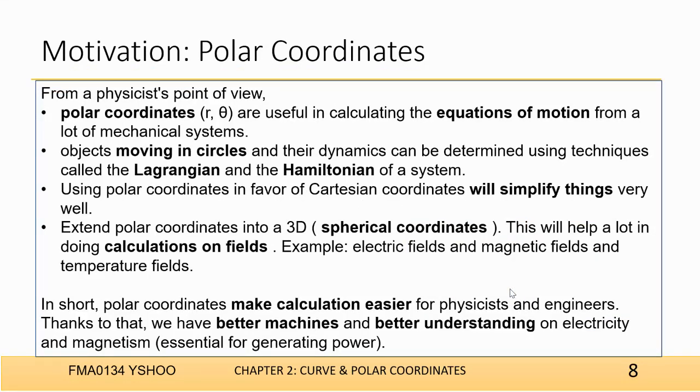Okay, so how about polar coordinates? From a physicist's point of view, polar coordinates are very useful in calculating the equations of motion for a lot of mechanical systems, objects moving in circles, and the dynamics, called the Lagrangian and Hamiltonian of a system. So using polar coordinates in favor of Cartesian coordinates will simplify things very well, sometimes because theta is very good in designing.